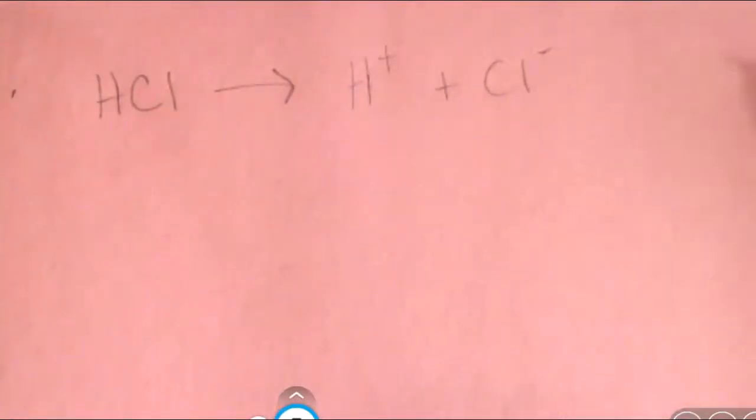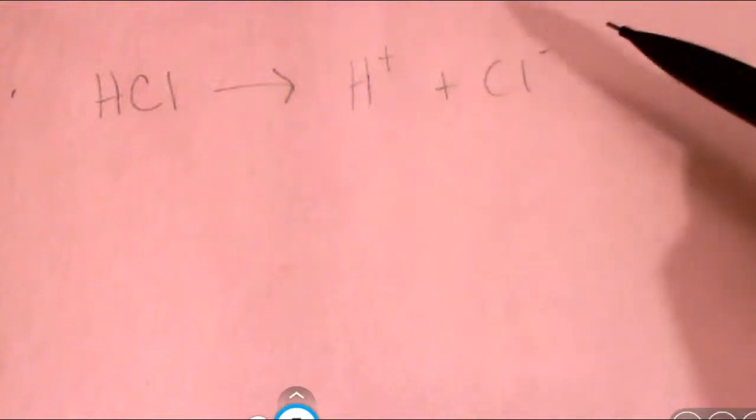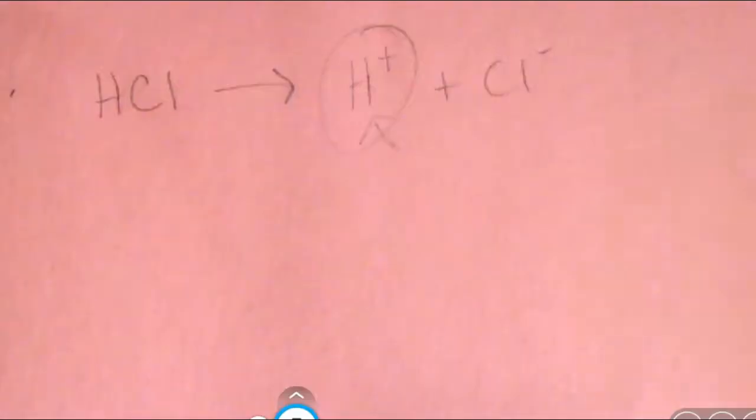So we look back at our first definition. This produces an H plus in solution. Great, so definitely one of those. And based off of our second definition, is it a proton donor? Yep, it sure is, because this is a proton, okay? So HCl is an acid under both definitions.